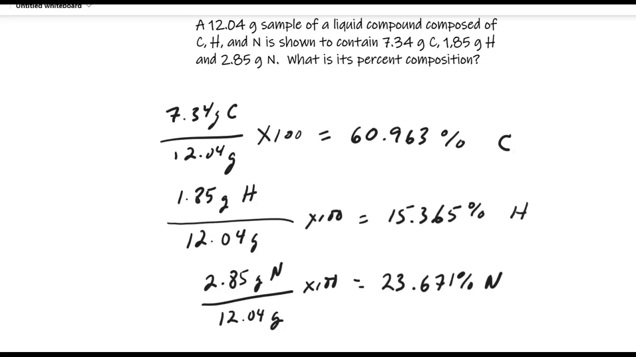Now let's add these percentages up and see if we come very, very close to 100. We should. 60.963 plus 15.365 plus 23.671, and I get 99.999%. So if I add these up now, 99.999%, that's close enough to 100% for our purposes. You're always dropping some decimals, and you have the potential to do some rounding errors. But this is percent composition. It's really straightforward stuff. Now I'm going to ask you to try one.